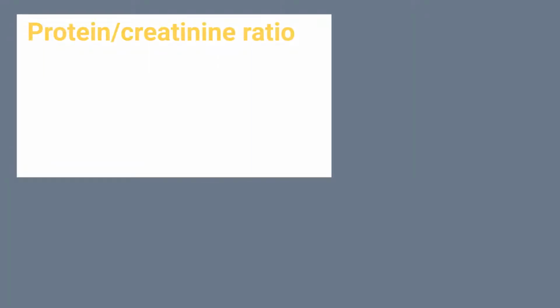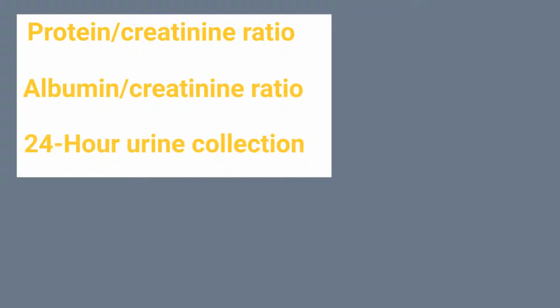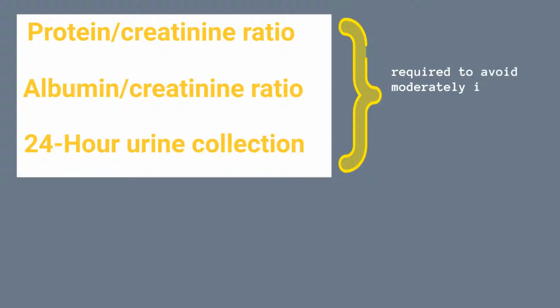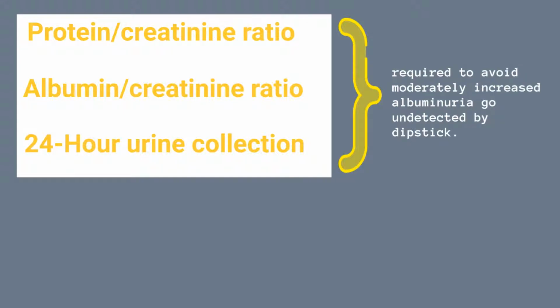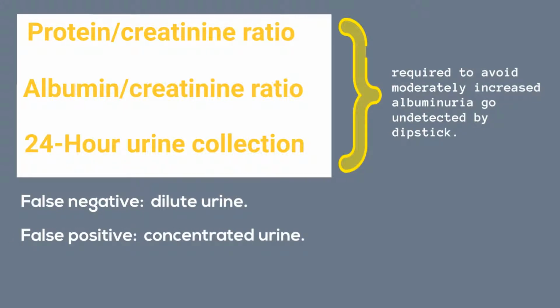protect their kidneys. For that reason, protein creatinine ratio, albumin creatinine ratio, or a 24-hour urine collection is required to avoid moderately increased albuminuria going undetected by dipstick. False negative dipstick can occur in dilute urine, and false positive may be the result of concentrated urine.